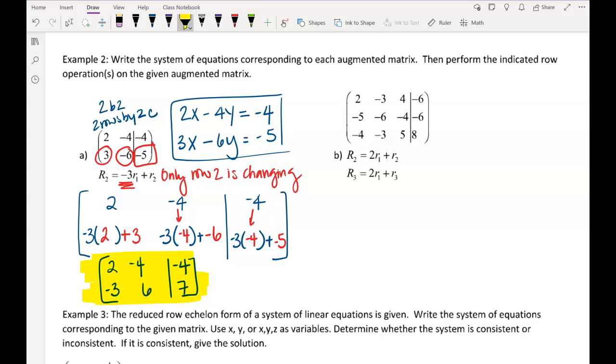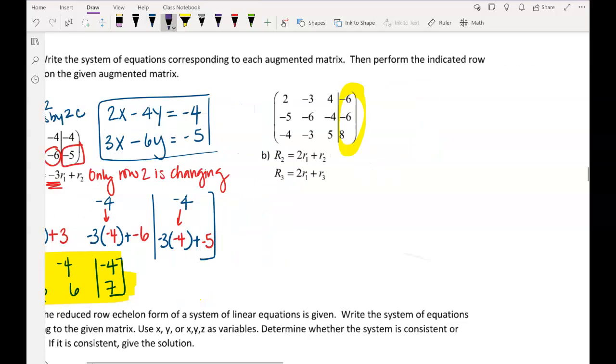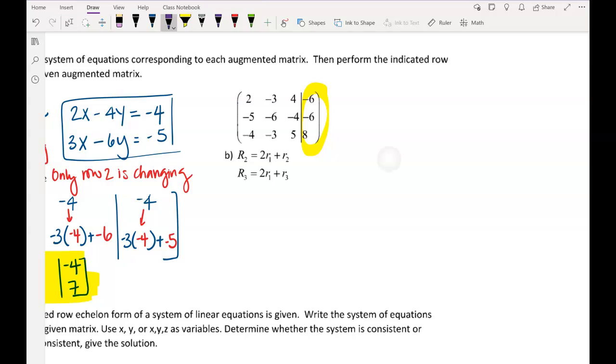Okay. Now, example 2b, we have a 3 by 3. Normally, when I say 3 by 3, I don't really count this last constant column. Okay, so that means 3 variables, 3 equations. So that's what we have to do first, write the system of equations. So that would be 2x plus negative 3y plus 4z, and your constant is negative 6.